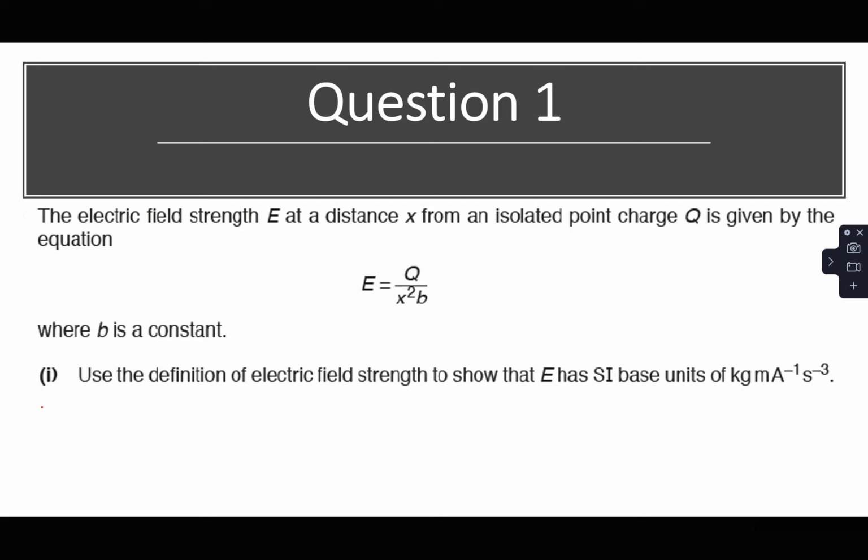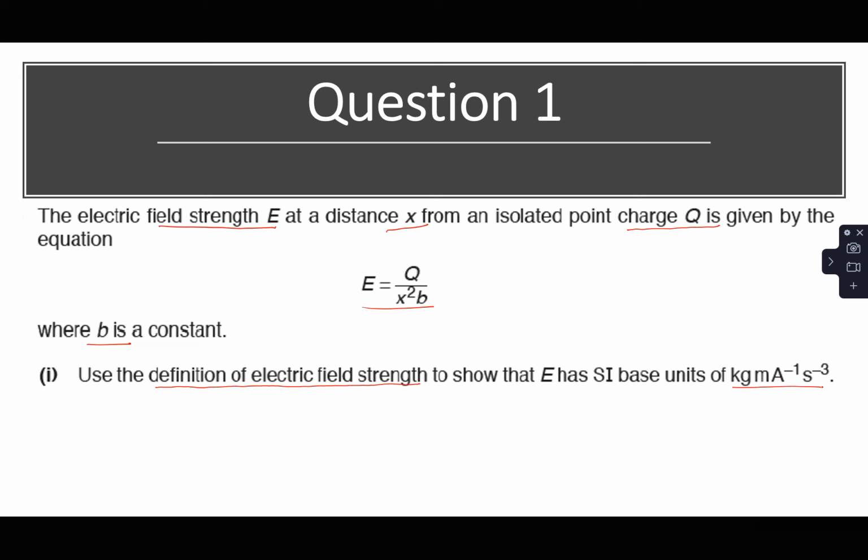But of course, I needed this question to help us just understand the basics of how to obtain base units of a given quantity. So we have been given that the electric field strength is labeled E, and at a distance x from an isolated charge Q is given by this expression here. So we are going to use that expression. B is a constant, but they have not told us whether it has units or not, so we don't need to bother about that. So the question wants us to use the definition of electric field strength to show that E has these base units.